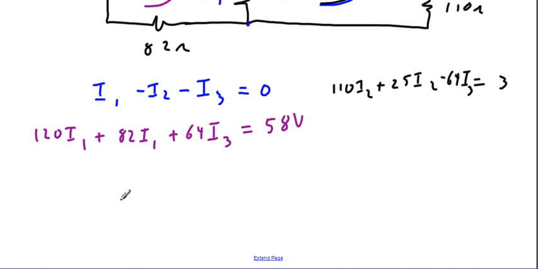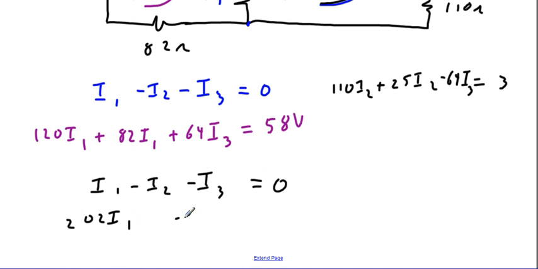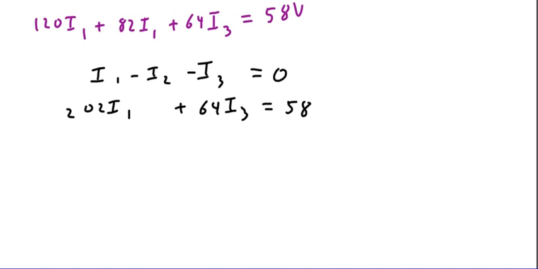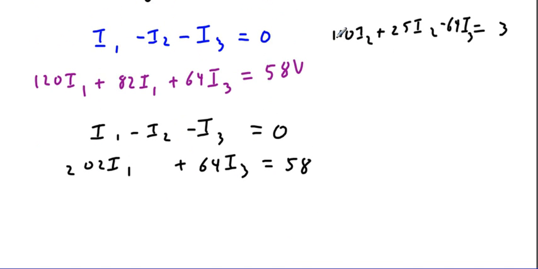So we'll write them down as I1 minus I2 minus I3 is equal to 0, as 202 I1 plus 64 I3 is equal to 58, and as 135 I2 minus 64 I3 is equal to 3.